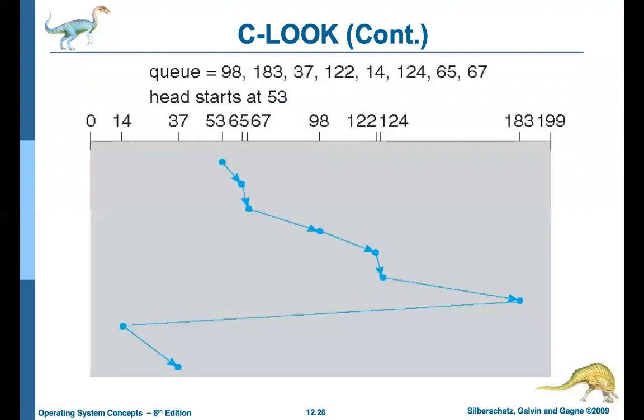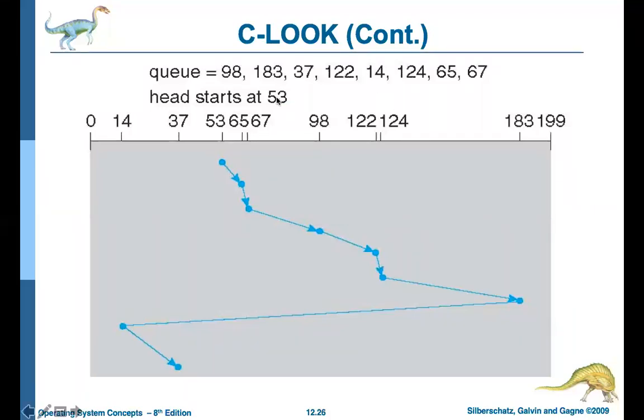If you take the same example, based on the request values, it will move towards the other end by serving all those and coming back to the next minimum value, without going to the end point. That is the only difference. It won't go to the end point.